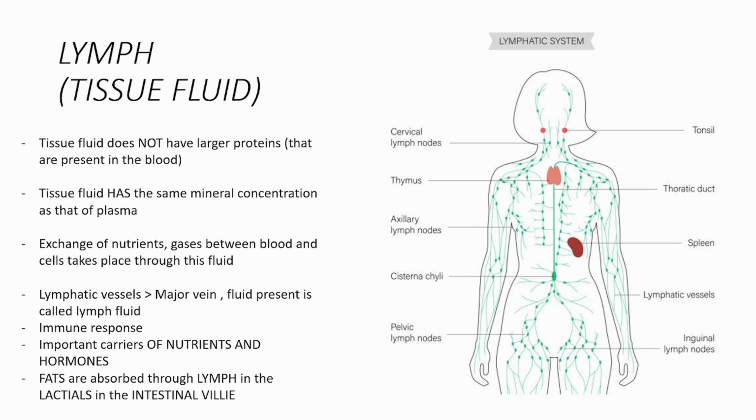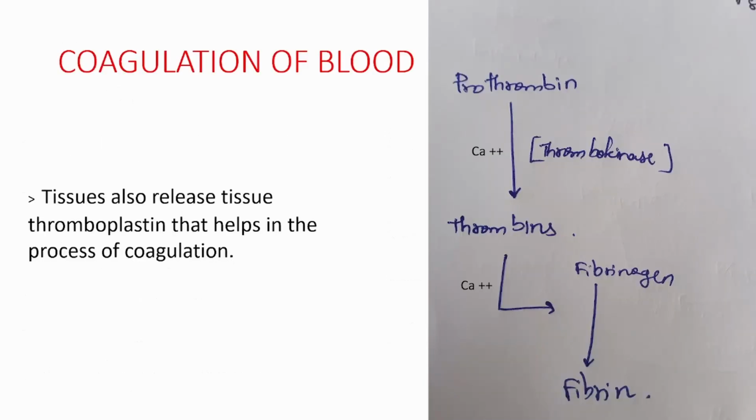Next, there are two more important NCERT lines. Lymph is an important carrier of nutrients and hormones. And next, fats are absorbed through lymph in the lacteals in the intestinal villi. This last point you must have studied already in your digestion and absorption. Fats are absorbed through lymph in the lacteals, which are present in intestinal villi.